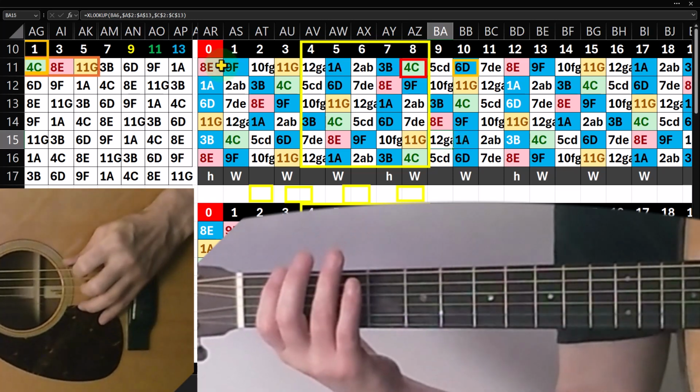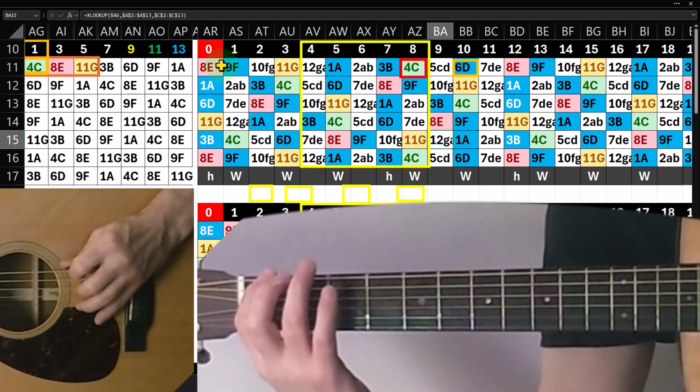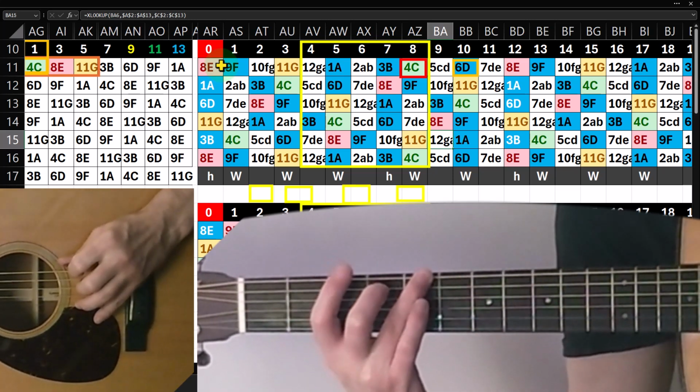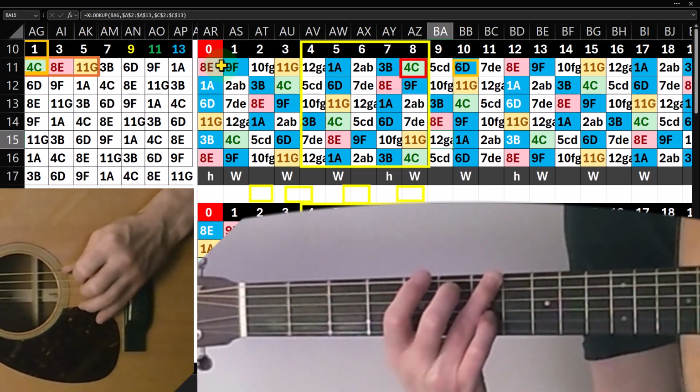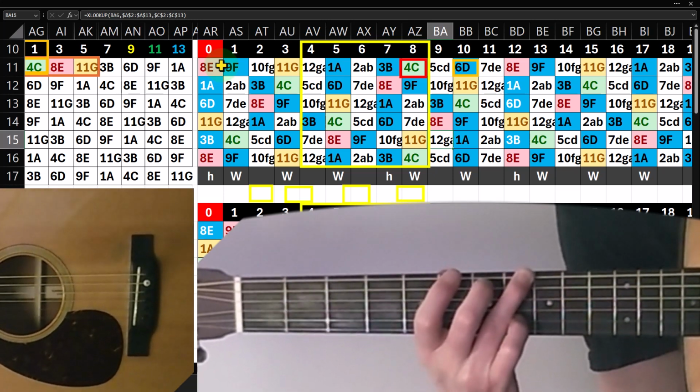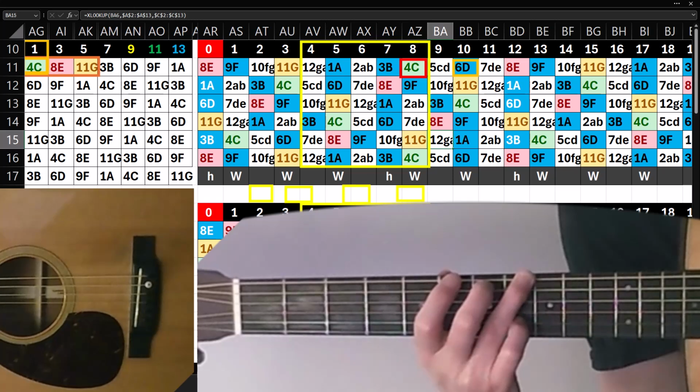Then we have E to F is a half step, F to G is a whole step, G to A is a whole step, A to B is a whole step, and then B back home to C is going to be our half step. So that's going to be the general idea on one string.